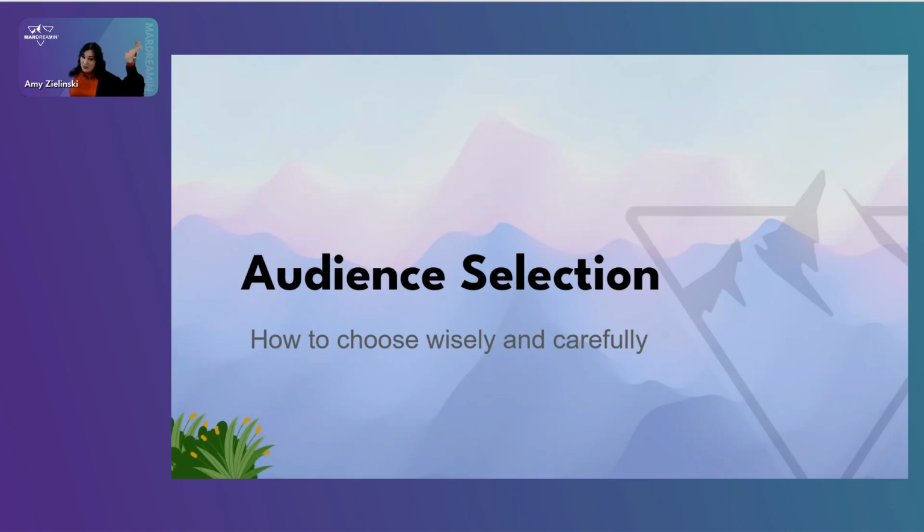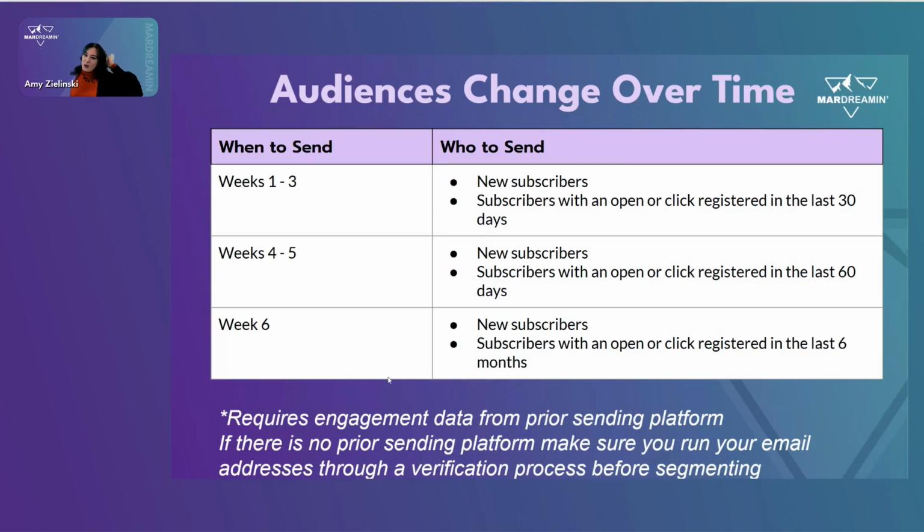The next piece, which is also very important, is your audience selection. So when we look here, we can see our audience and who we select is going to change over time. This slide is primarily based on having engagement data from a prior sending platform. So if you do not have a prior sending platform, I suggest that you, first of all, definitely run your email addresses through a verification process. And then split those as best you can along the guidelines that I'm going to give you in the following slides. It's harder to do without prior engagement data. However, it can still be done successfully.